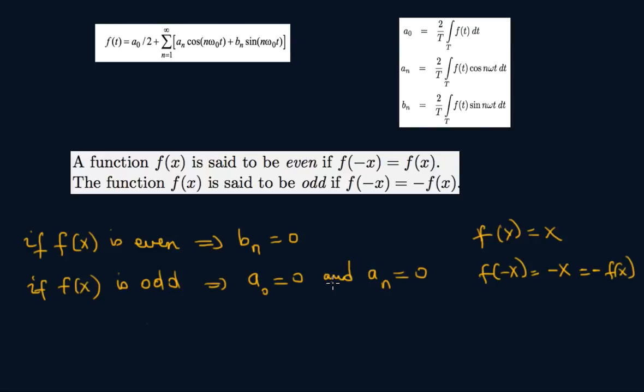Recognizing that, you can quickly say that a sub 0 is 0 and a sub n is 0, and you can go ahead and calculate your b sub n. Another student who doesn't know this shortcut would be there trying to calculate a sub 0, wasting time calculating a sub n while you're already doing b sub n. So you saved a tremendous amount of time.